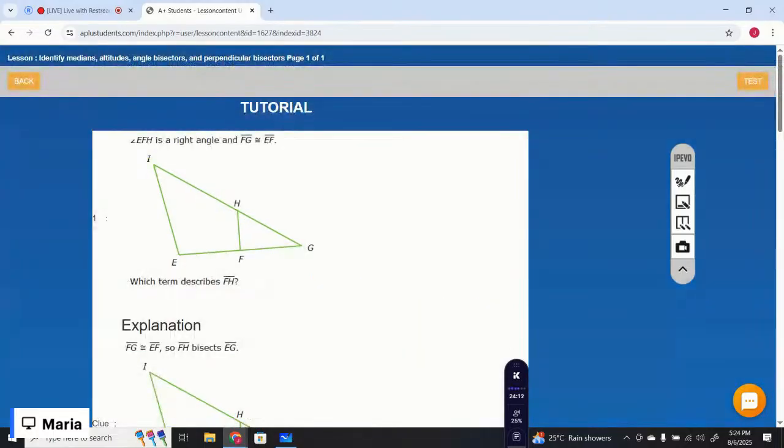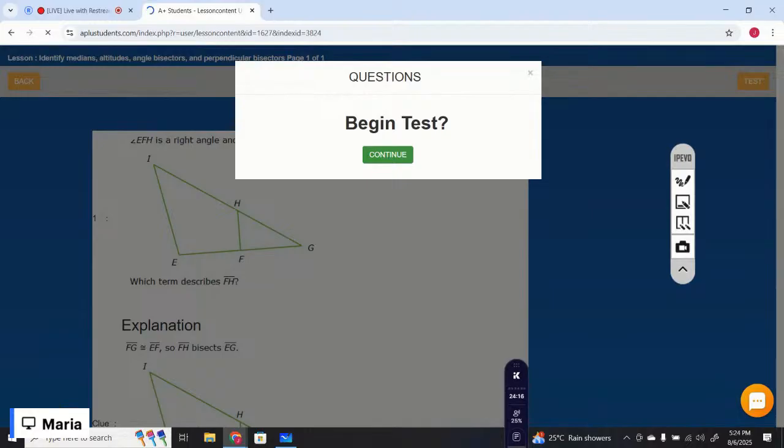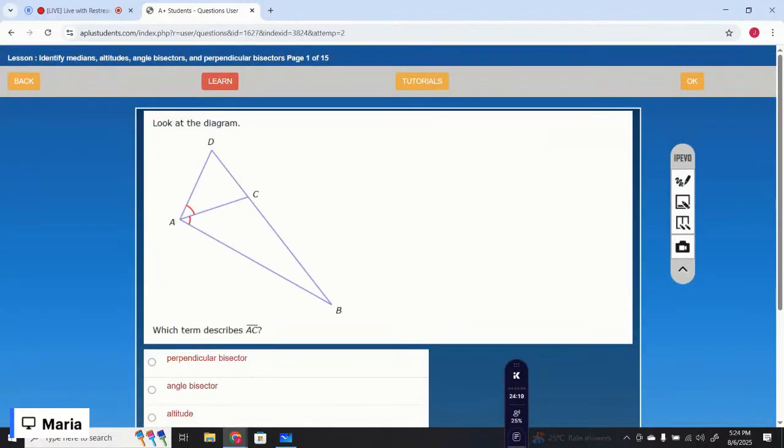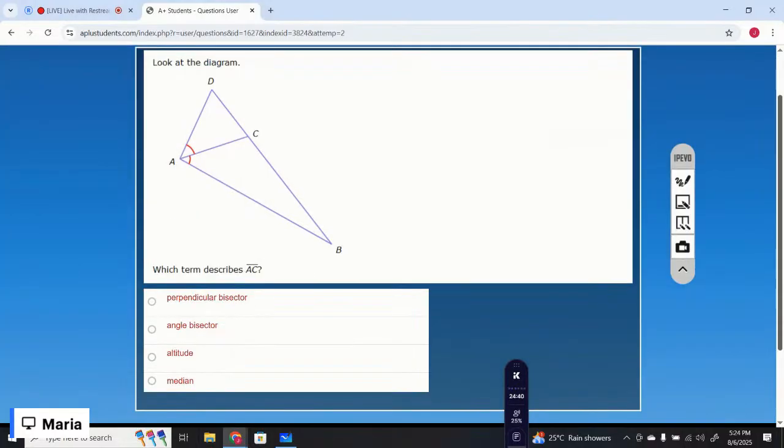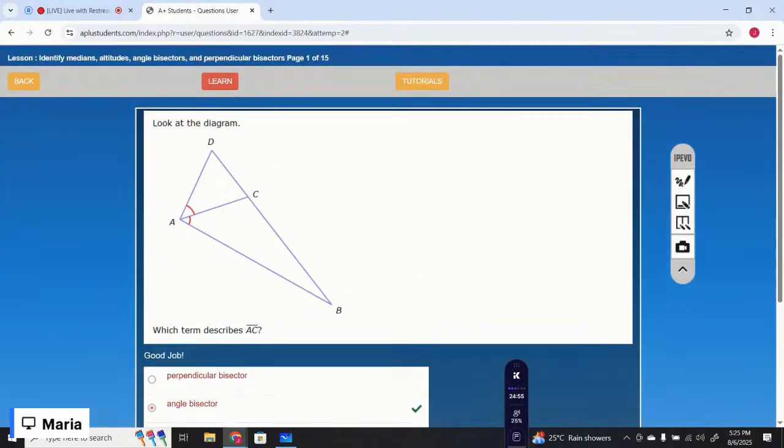Let's just start with the test questions. Look at the diagram. Which term describes AC? AC is the angle bisector because AC bisects the angle A. So AC is the angle bisector. Option number 2 is the correct option.